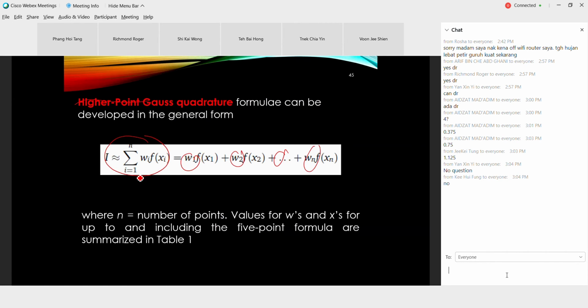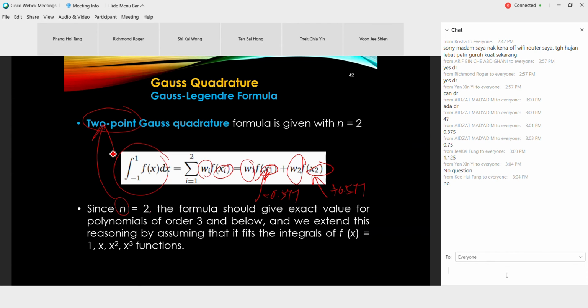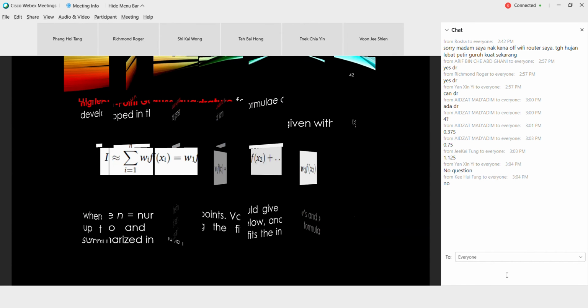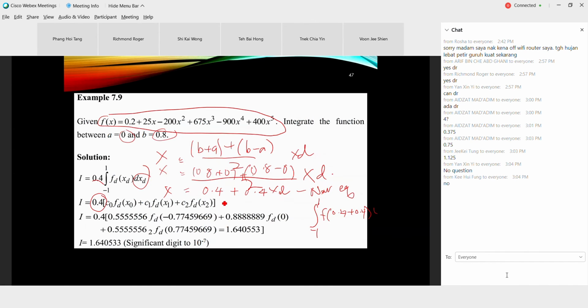Okay, change the weightage. Here. After you transform, okay, yang ni sama dengan ni kan. After you transform, minus 1 to 1 is basically the same as the summation value for all weightage. So if you want to use 2 point, so W1 F(x1) tambah W2 F(x2). Itu saja. Okay, so yang ni dia pakai 3 point. So 0.4 C0 F(x0), okay, C1, sama weightage, F(x1) plus C2 F(x2). Okay, dalam kategori ini you boleh juga buat.